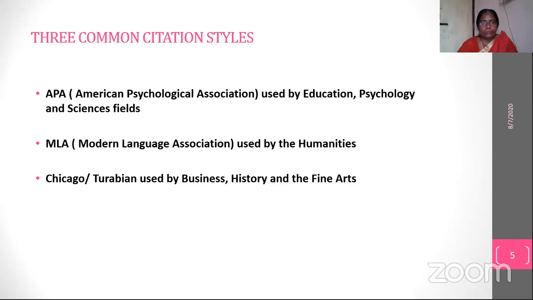Chicago or Turabian style of citation. This is used by business, history, and fine arts. Those who are doing research in the field of business, history, and the fine arts use the Chicago Manual style or Turabian manuals.